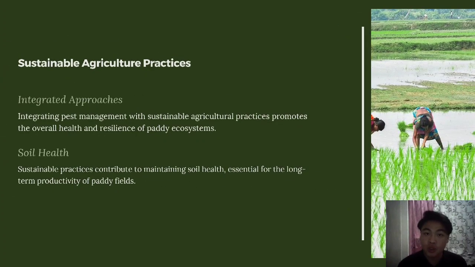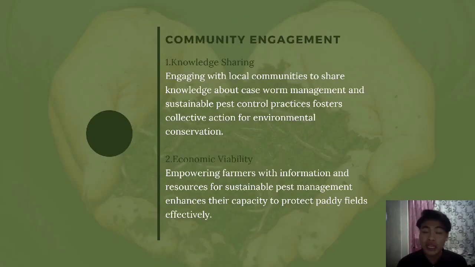Next one is soil health. Sustainable practices contribute to maintaining soil health, essential for the long-term productivity of paddy fields. Next one is community engagement.